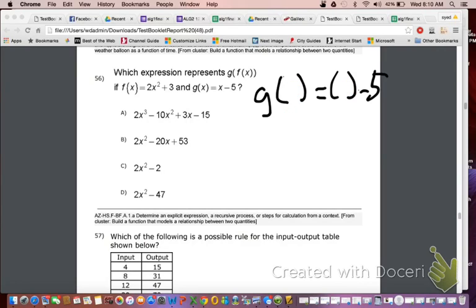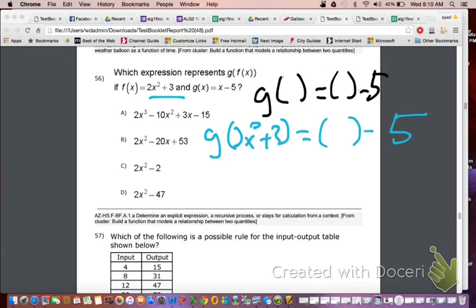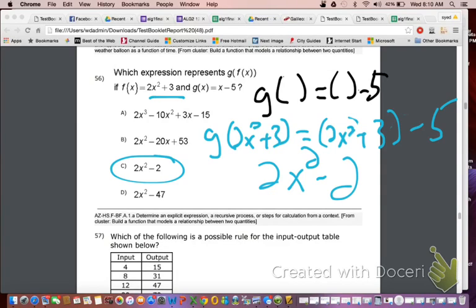So we want to put f of x, but f of x is this. So g of, let me put more room. So it's 2x squared plus 3, 2x squared plus 3 minus 5. That's all it comes down to. So it's just 2x squared minus 2. Okay, so that's it. So that's what you want to think about. It's all about structure.